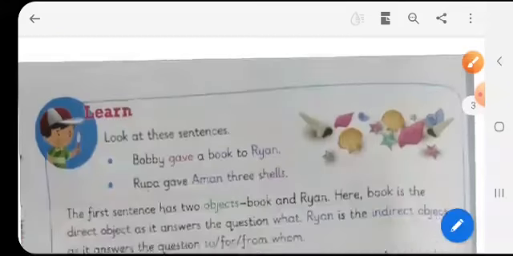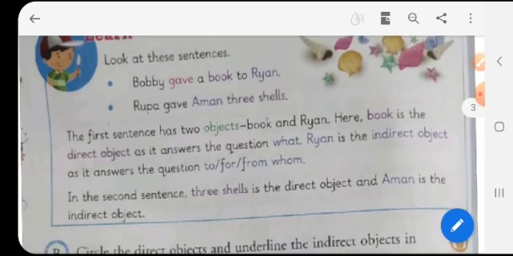Let's move forward. Now look at these sentences. Bobby gave a book to Ryan. Rupa gave Aman 3 shells. The first sentence has two objects. Bobby gave a book to Ryan: book is an object, and Ryan is also an object.